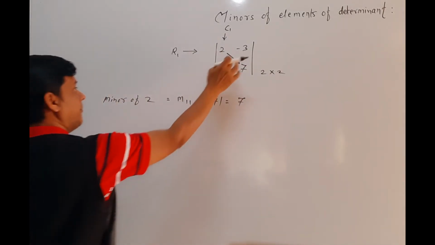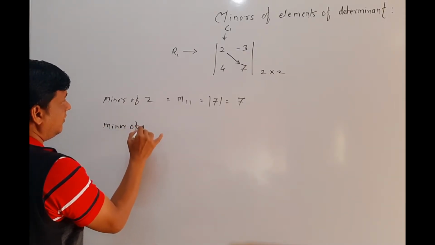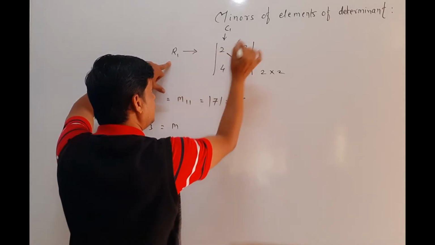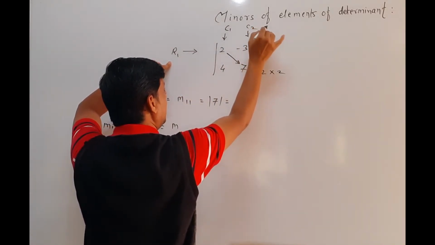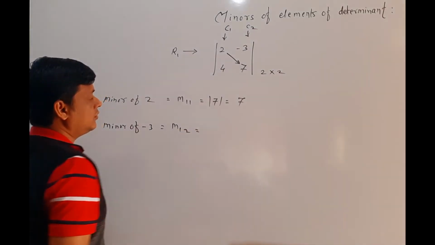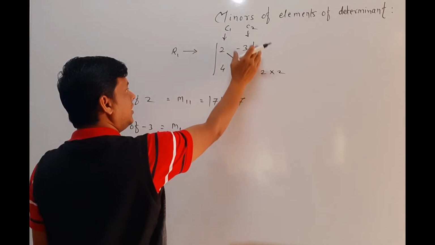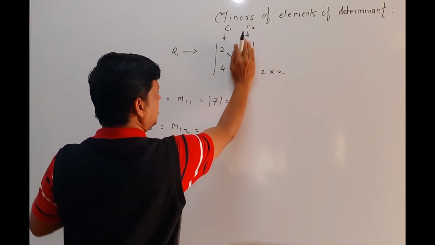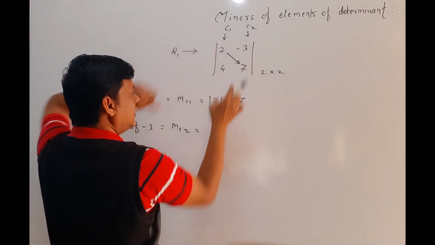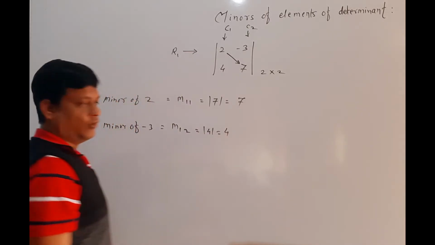Similarly we see the minor of -3. Minor of -3 is equal to M12, since this -3 lies in the first row and second column. So we have to skip the first row and second column. So we have to calculate the determinant of 4. Now the determinant of 4 is 4.